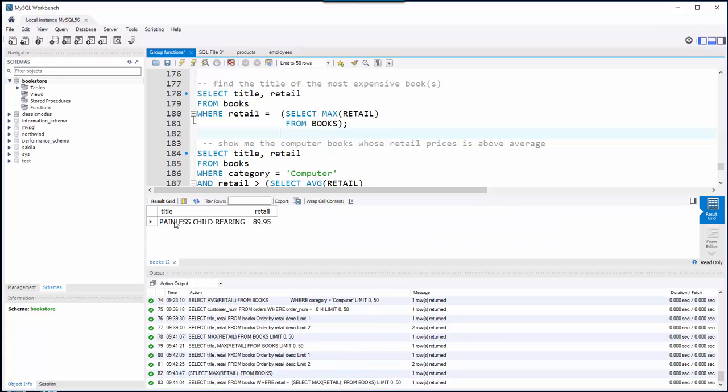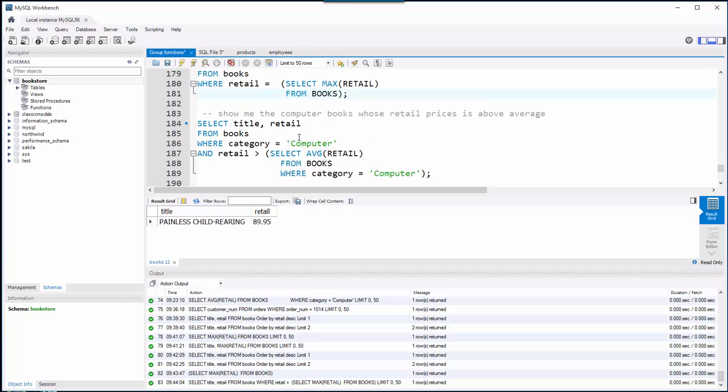So now when I run it, there happens to only be one book, but there's the title and there's the price. So this is an example of a subquery in the where clause. Next week we'll start learning about putting it in the having clause and the from clause and the select clause, but just today we're introducing the concepts. So let's do another one.